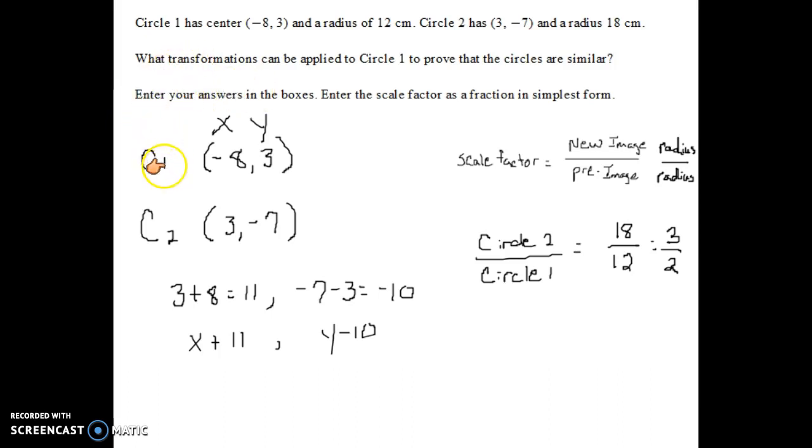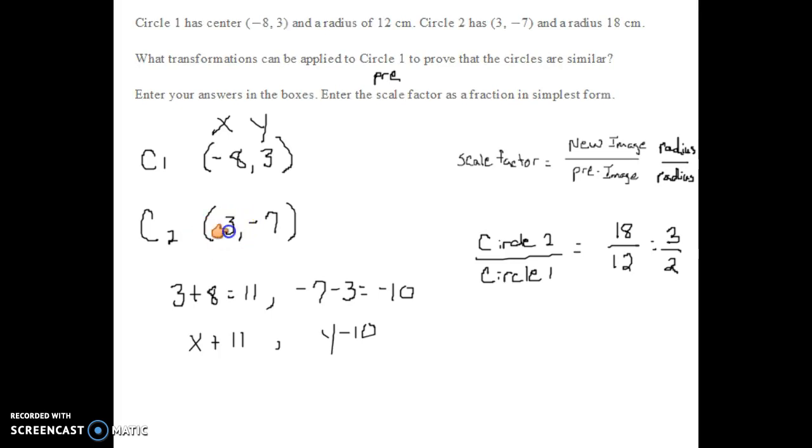So you want to look at which is our pre-image and our new image. Here we can tell by the way the question's worded, what transformations can be applied to circle 1. So circle 1 is going to be our pre-image. I've written circle 1 here, here's our center. Circle 2, here's our center. So if we're going from circle 1 as our pre-image to this one, then for our translation rule, we can subtract.